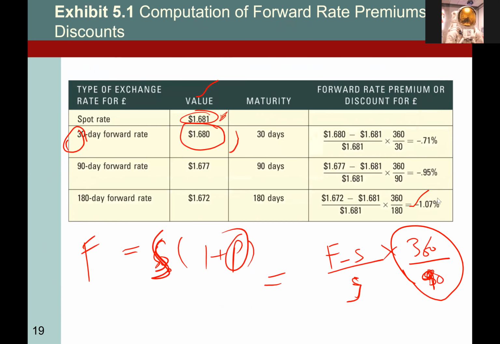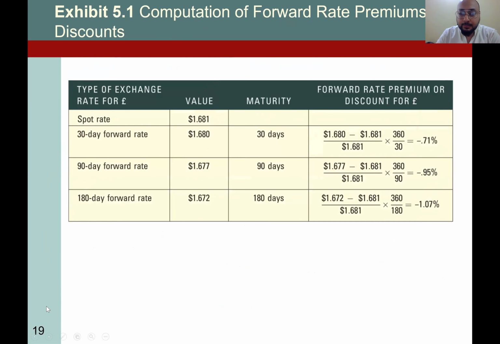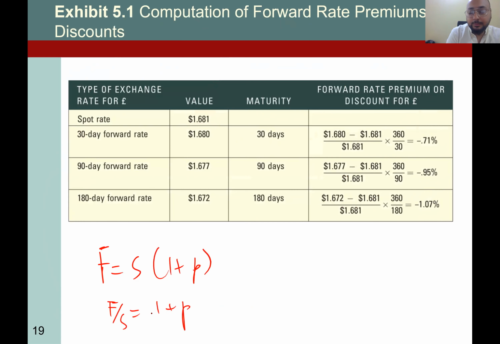Wait, where is the 1 plus? We rearranged it to find P. Oh, okay. If you want, I will derive it for you. This is mathematics. How do we do that? F by S is equal to 1 plus P, right? We want to find P. So F by S minus 1 is equal to P.